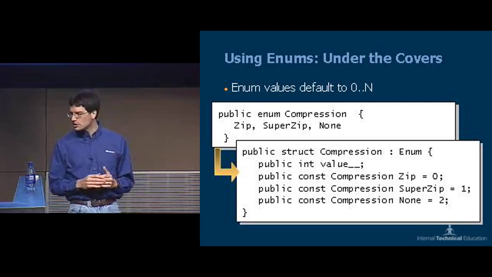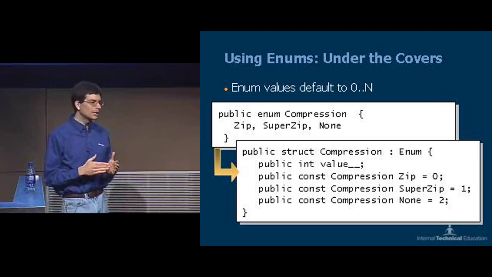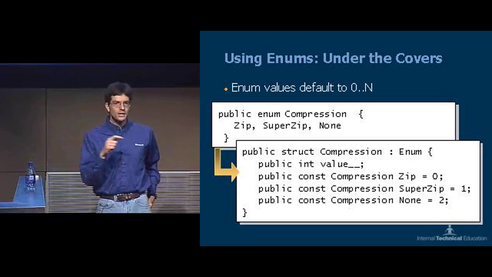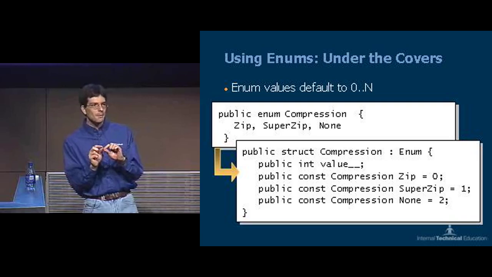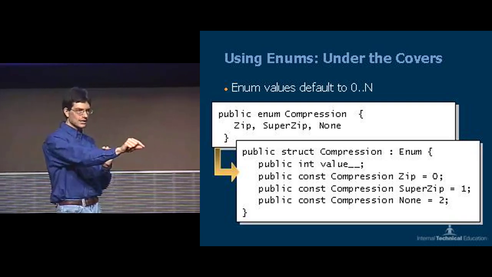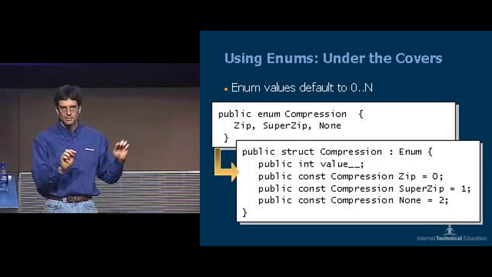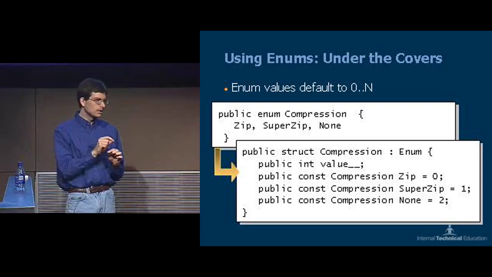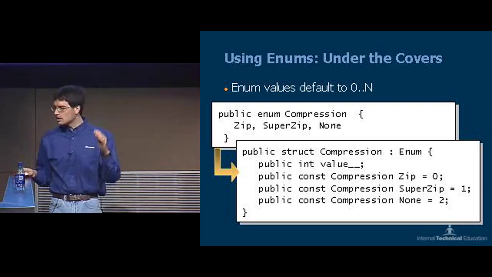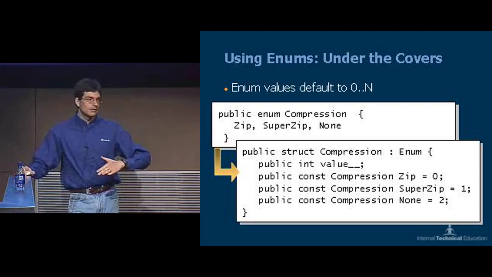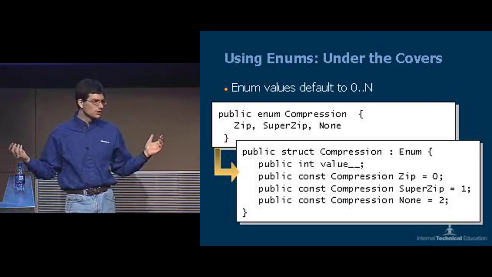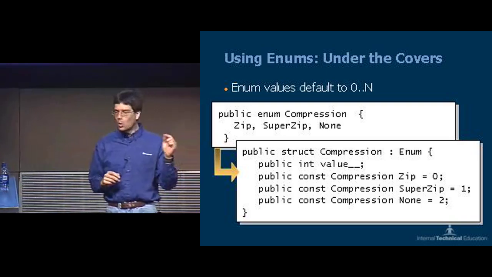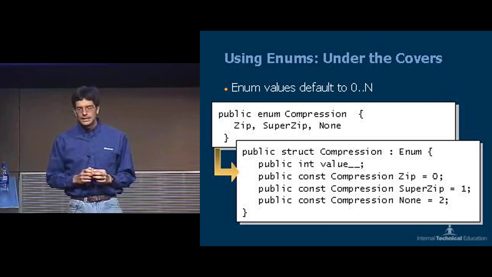And then you see a couple of public const things, and they're of type Compression. It's important that they're of type Compression because you actually want to pass those to APIs that take a Compression, right? My API is typed to take Compression, and I want to pass Compression.Zip, so Zip needs to be of type Compression. And then you see that some order has been given to them, 0, 1, and 2. Where did those numbers come from? The C# compiler just made those numbers up based on the order that you had in your source code.